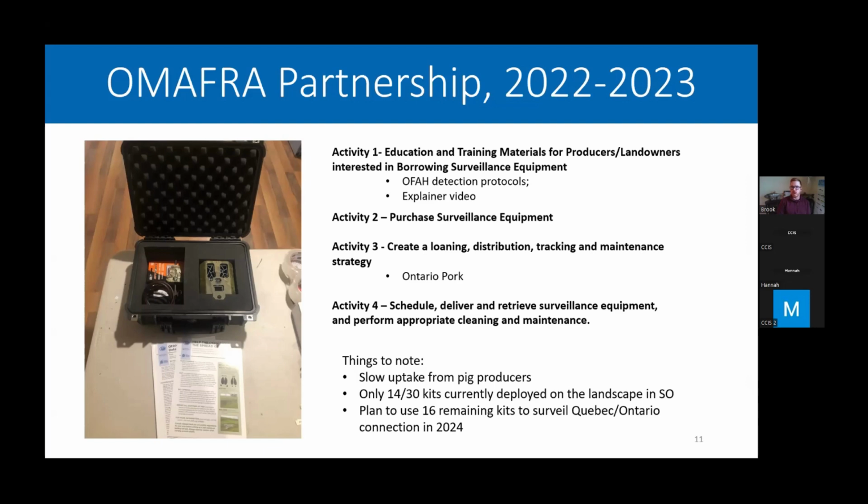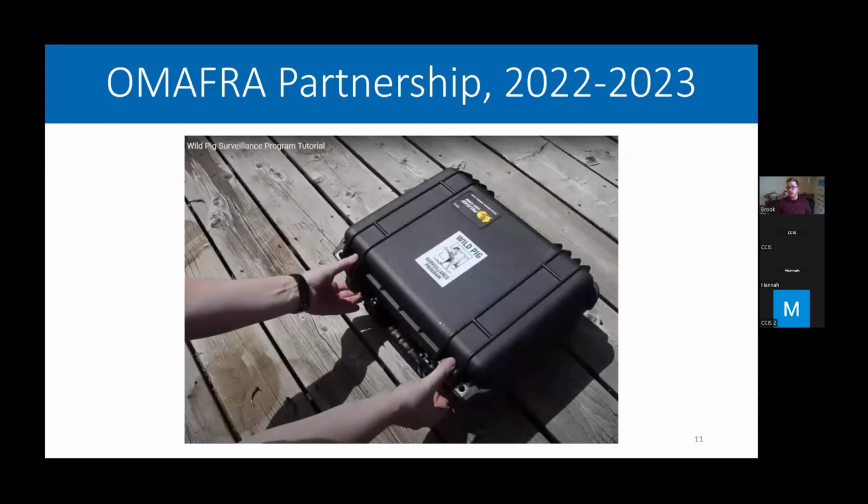They've started to advertise the wild pig issue to their membership, as well as helping us recruit pork producers for this part of the program. It also allowed us to create an explainer video, which you can find on our website, invadingspecies.com, which is me basically in my backyard. It's really well produced.